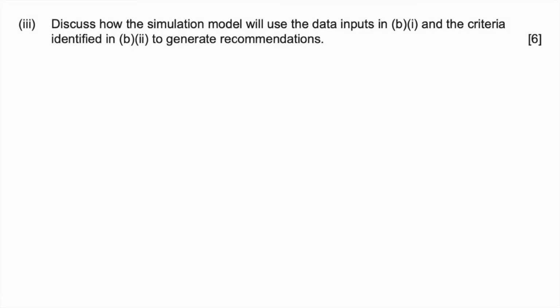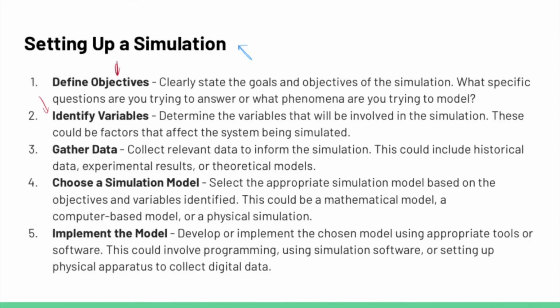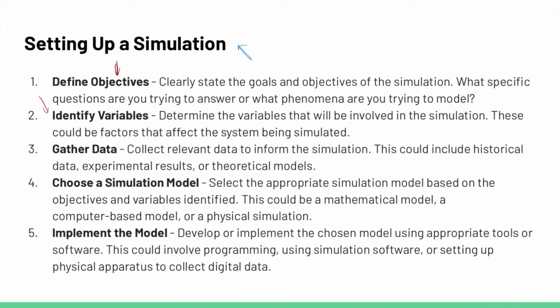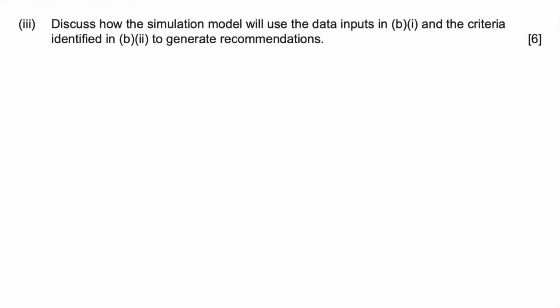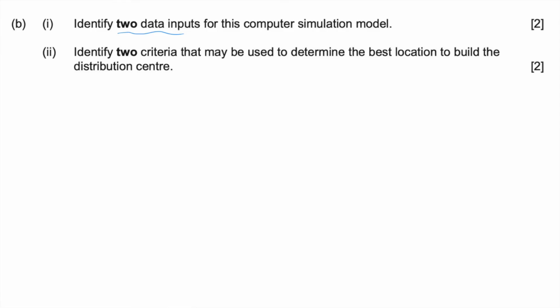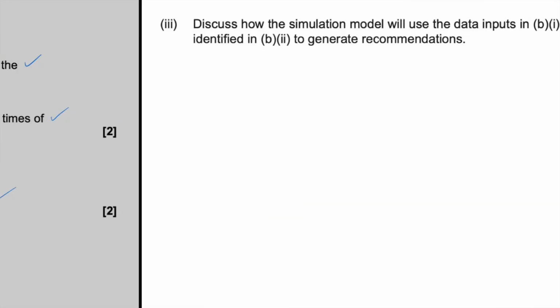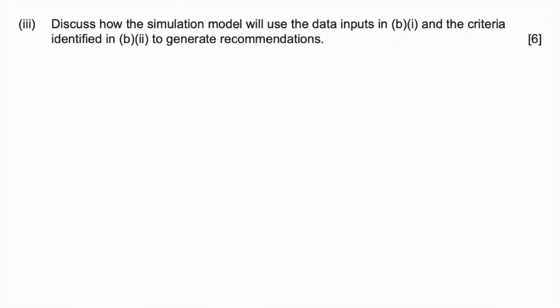Now, next: discuss how the simulation model will use the data inputs in B and the criteria identified in B1 and B2 to generate recommendations. So right now, we're really going to be designing a simulation. We're kind of skipping past gather data, and I guess we addressed that in the previous question when we were talking about specific criteria. But now we're going on to how this model is going to be built.